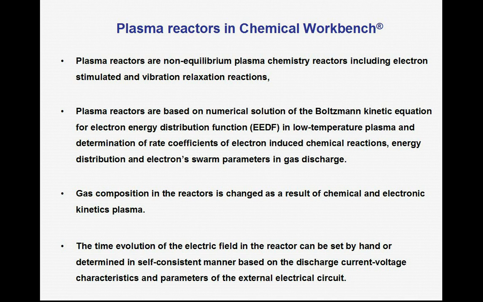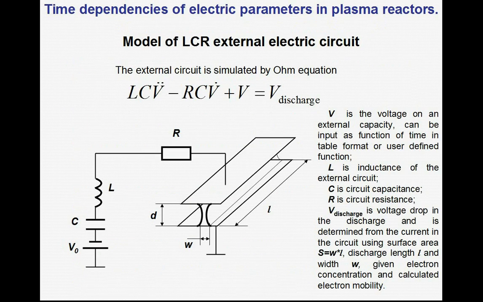The time evolution of the electric field in the reactor can be set by hand or determined in a self-consistent manner based on the discharge current voltage characteristics and parameters of the external electrical circuit. In general case, the external electrical circuit is simulated by Ohm equation for voltage on an external capacity, inductance of the external circuit, circuit capacitance, and circuit resistance.